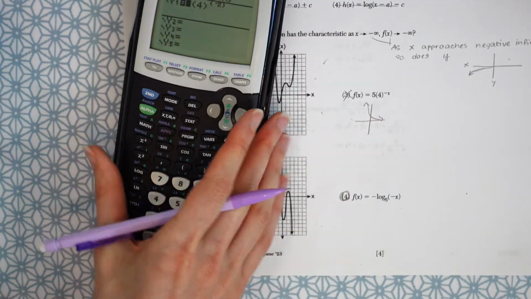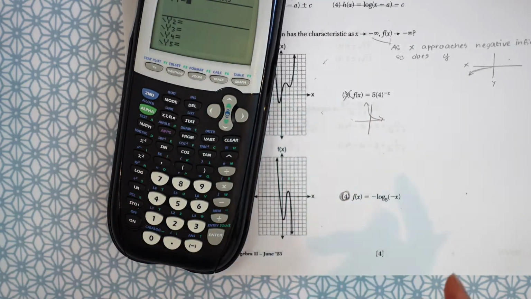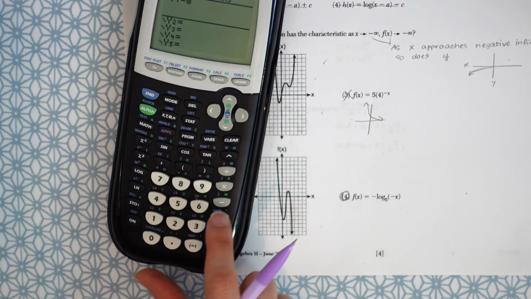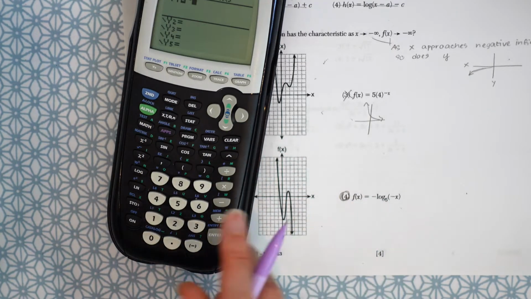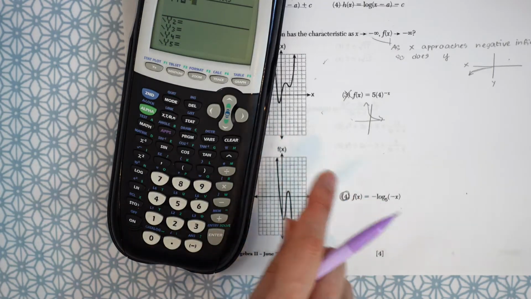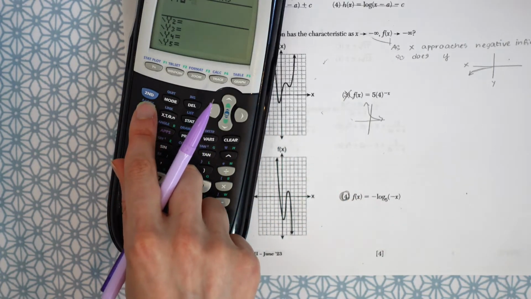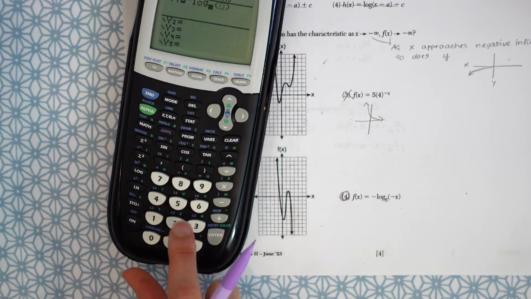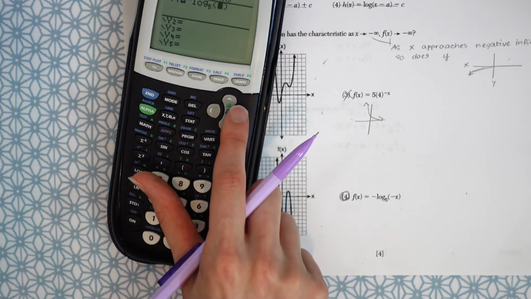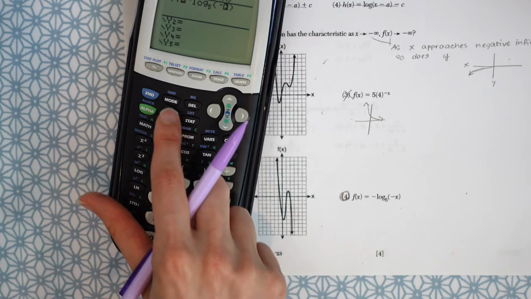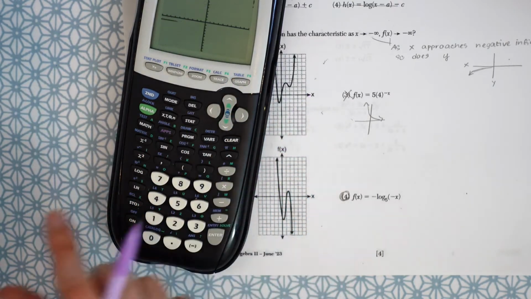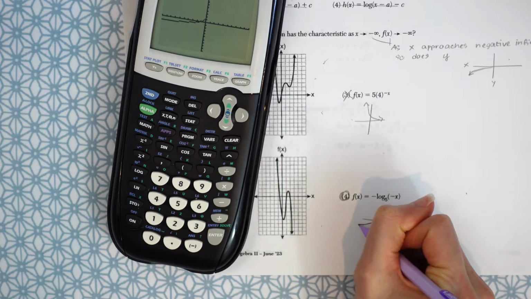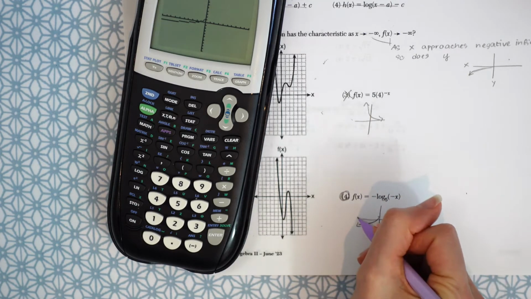But if you wanted to graph it and see how this would look, to get that different base in there, first I'm going to put the negative for negative log, and then to get that log base 5 in there, we go alpha window, and then go down to choice 5, log base. Here we can plug in the base, and then -x, and then we have our graph here. You can see that this is decreasing in both x and y.